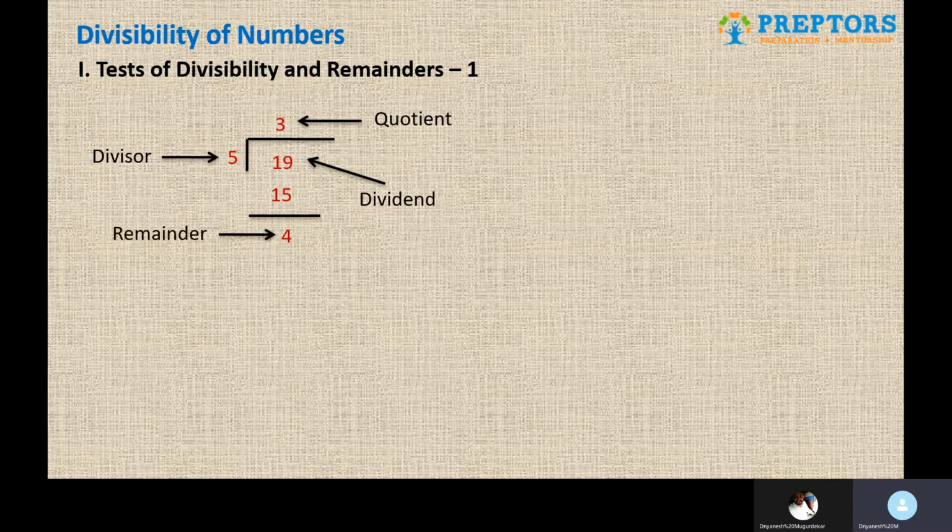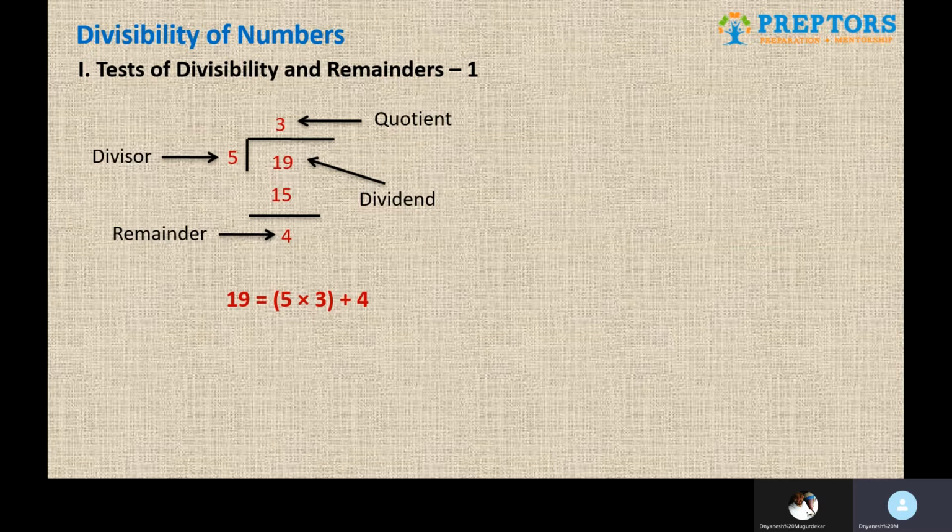5 is called the divisor, 19 is called the dividend, 3 is called the quotient, and 4 is called the remainder. So if I want to represent 19 in terms of 5, 3 and 4, I can represent 19 as 5 into 3 plus 4. 5 threes are 15 plus 4 gives you 19, and that gives us a simple formula that we have done in the school days, but still just a quick recap of that.